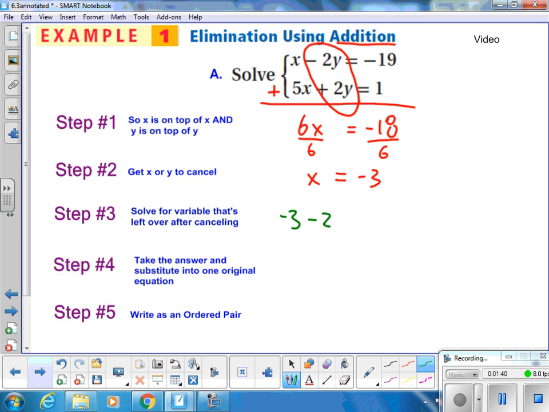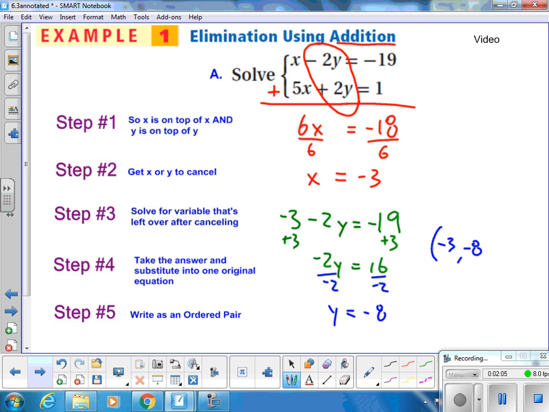Negative 3 minus 2y equals negative 19 plus 3. 16. Divide both sides by negative 2. Keep an eye on my negatives. And that'll be negative 8. So according to this, my coordinate is at negative 3, negative 8.